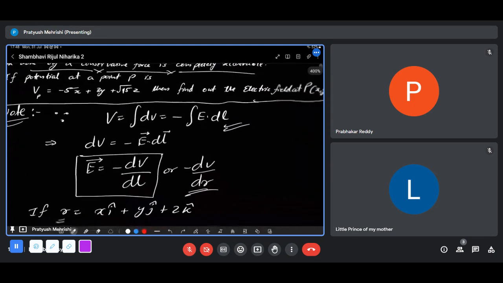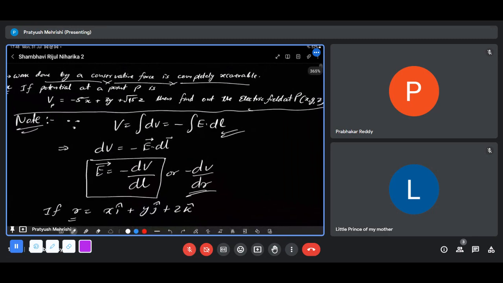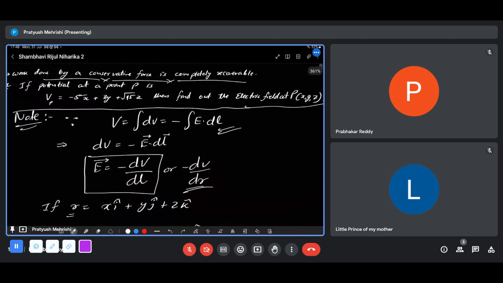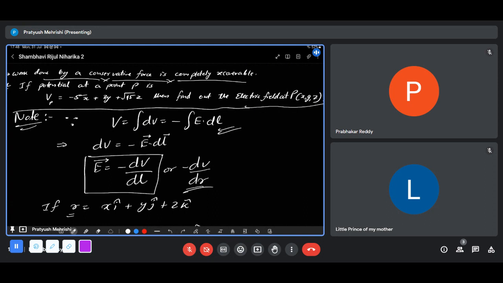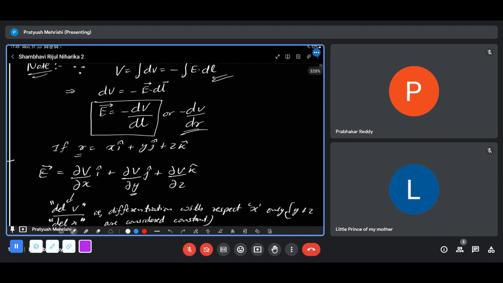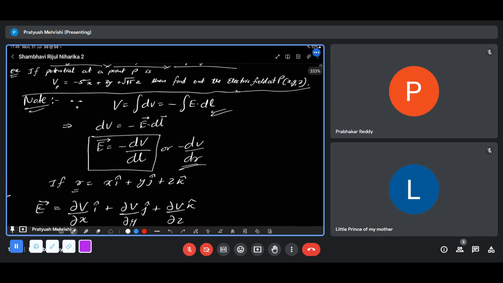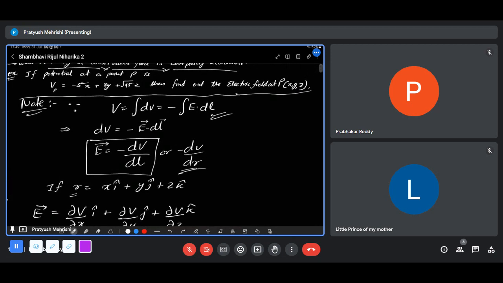Now, see this example. If the potential at point P is given by minus 5x plus 3y plus 15z volts, then find out the electric field at x, y, z. Now here one thing is to be remembered: the electric field is to be calculated, and the integration of E dot dl will give us the potential.